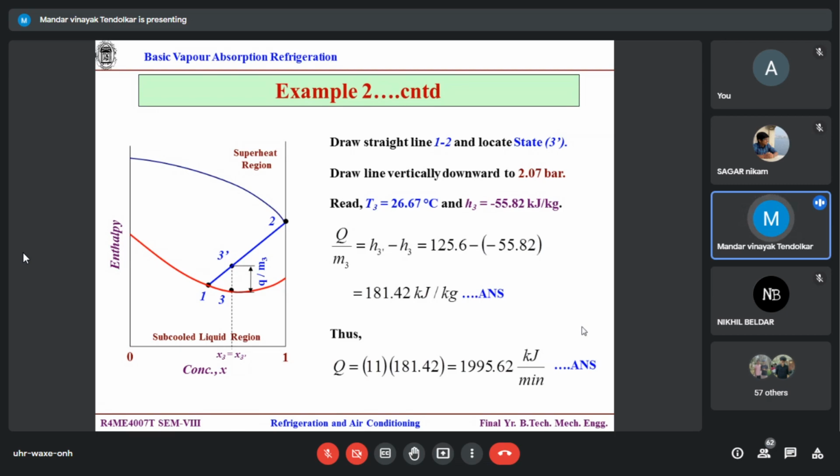H3 you have read, whatever, -45. H3 dash, that also you can read on the y-axis, the enthalpy axis. That is the difference. 3 dash to 3 is the cooling to bring it back to the saturated liquid state, and the corresponding temperature is 26.6, whatever I got. Your value, whatever, 24, 28, whatever. Fine, any doubt? Should I move ahead? Yes, sir, you can move ahead.